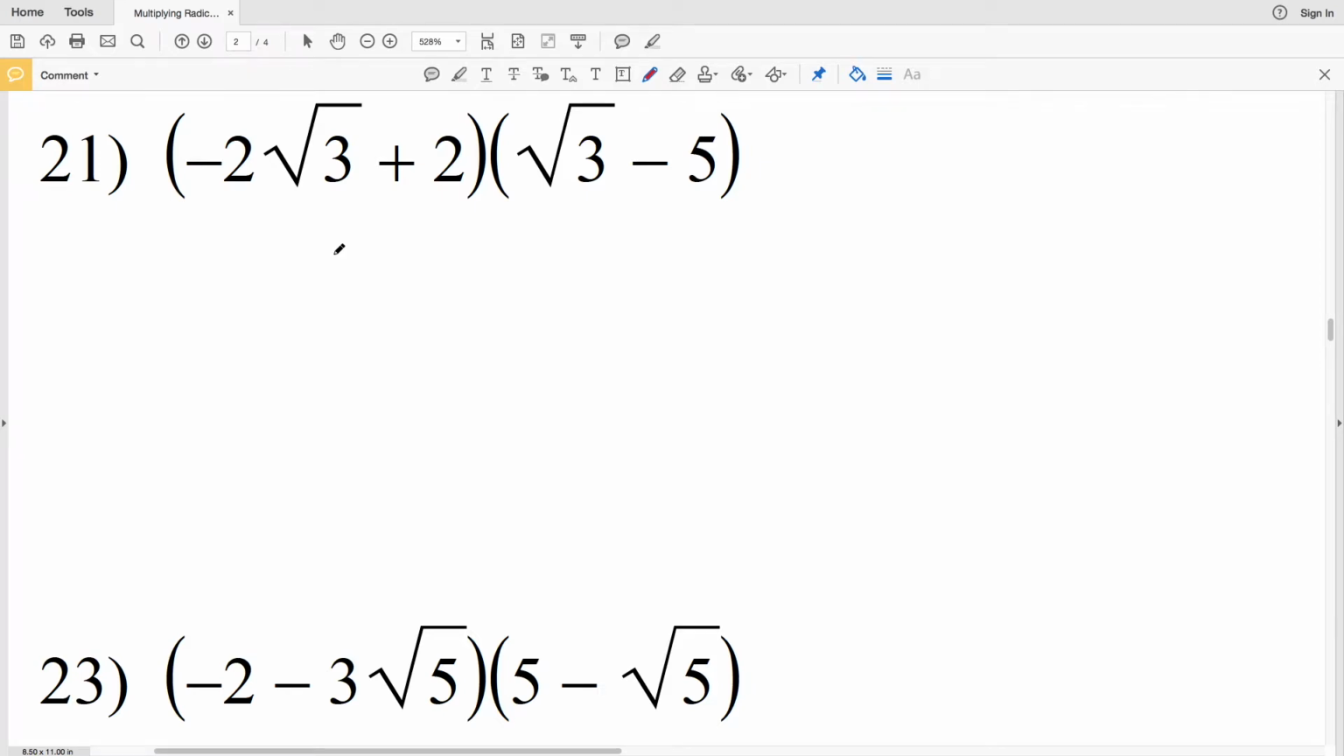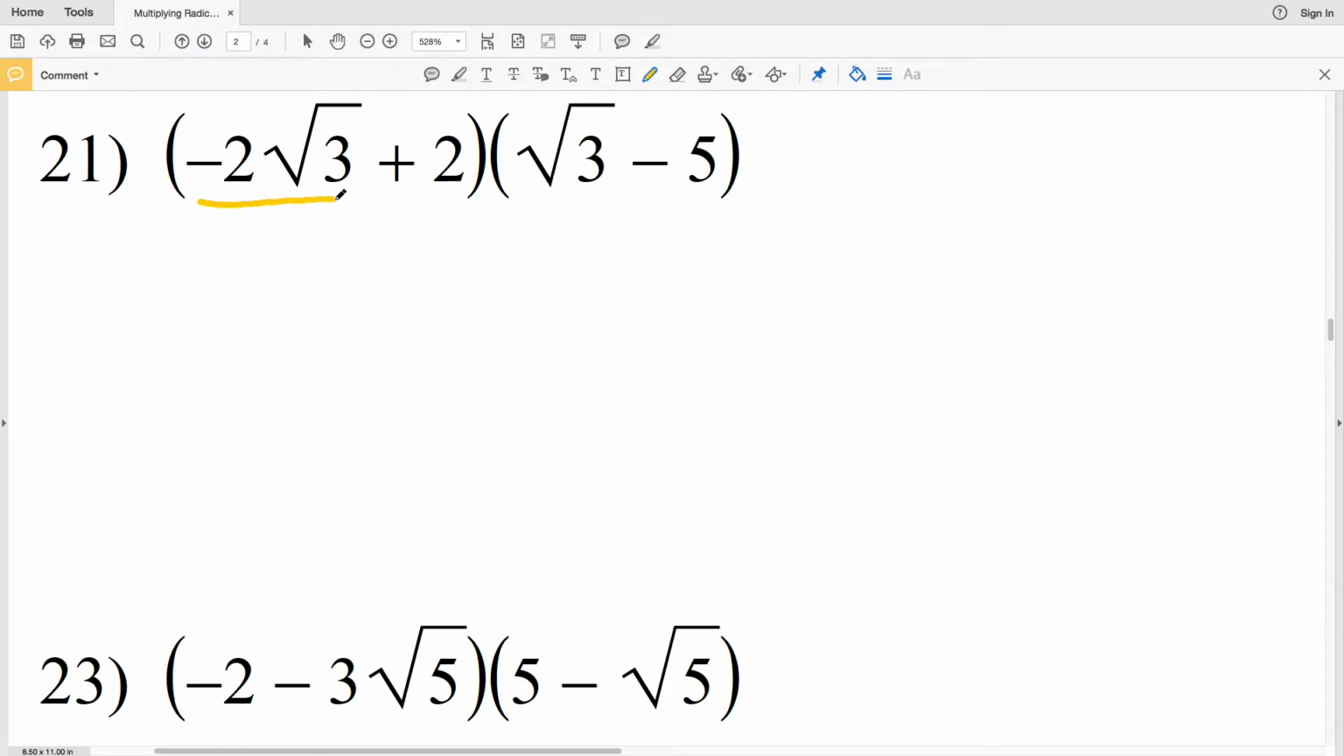In this video, we're going to finish the multiplying radical expressions worksheet on the KutaSoftware website under the Infinite Algebra 1 section. Now for numbers 21 through 28, we're going to be FOILing each of these terms. And what I mean by FOILing is because we're multiplying one binomial by another binomial, we need to multiply each of the terms to every term in that other binomial.